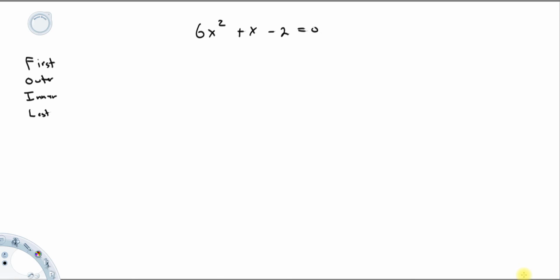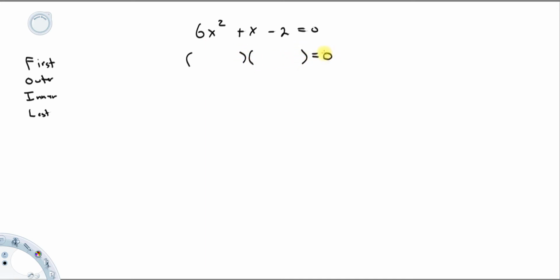I'm making this video to help provide an example of solving a quadratic equation by factoring. So we're going to take a look at this one right here, 6x squared plus x minus 2 equals 0. And again, what we're going to try to do is factor it. Because it's a trinomial, it should factor into a pair of little guys here, or binomials.